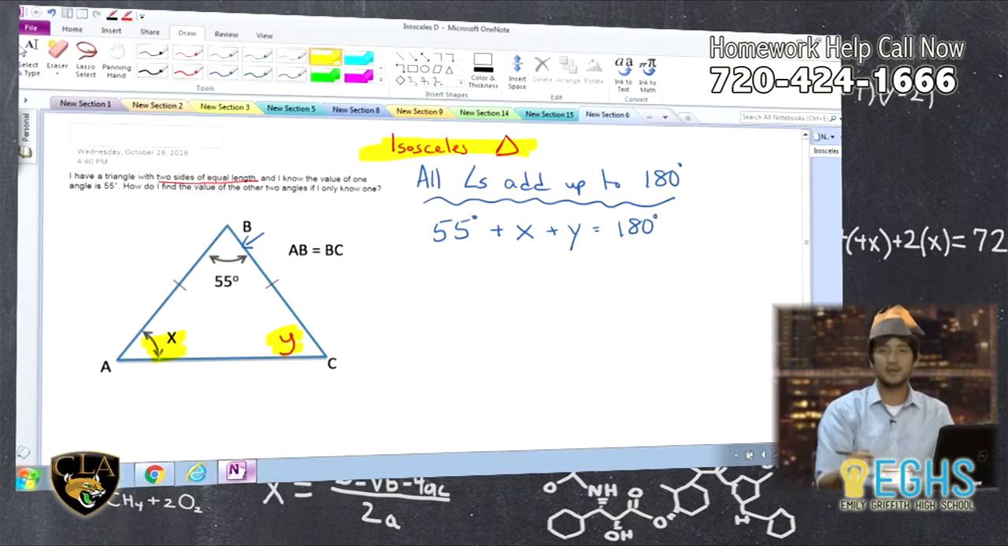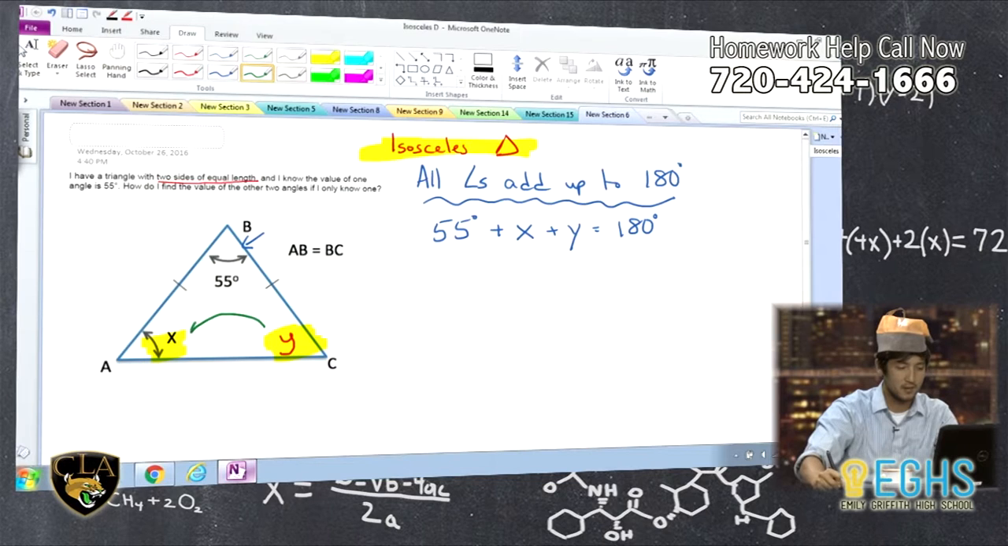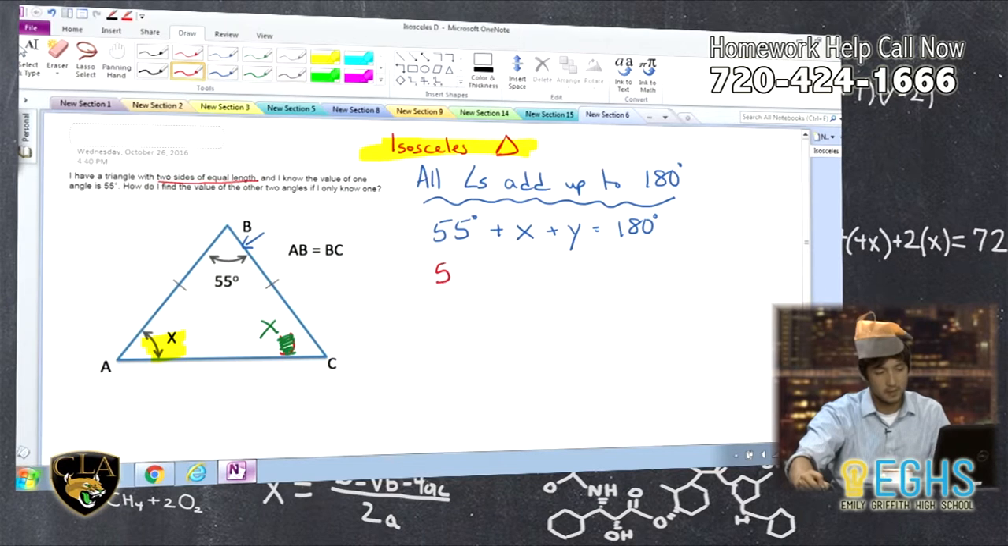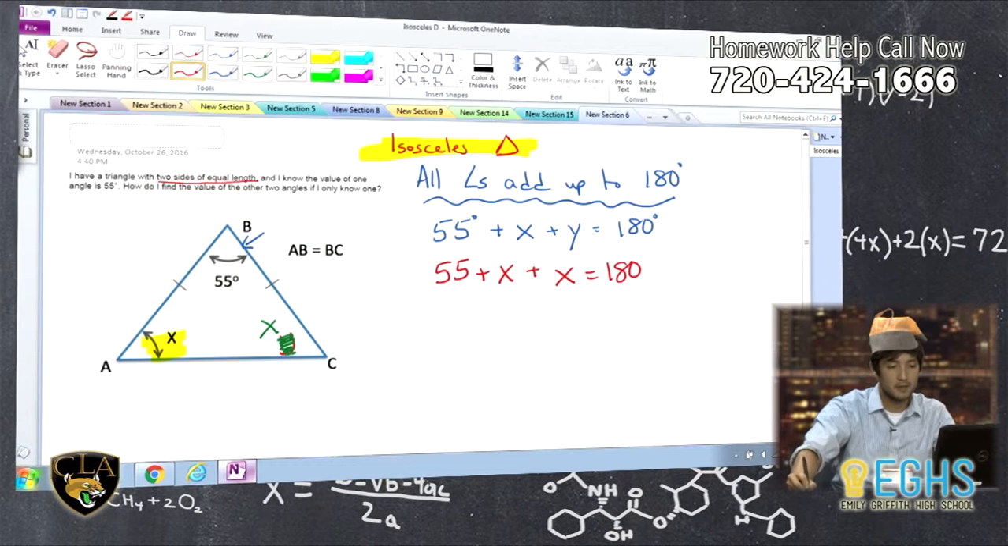So instead of assigning this other variable that I had highlighted, instead of calling this angle y, we know that this angle is the same as this angle over here. So if I'm going to call this angle x, I can call this other angle x as well, because it has the exact same value. Now I can rewrite my equation: 55 degrees plus this angle I don't know, x, plus the other angle that I don't know but do know is the same, should all add up to 180 degrees.